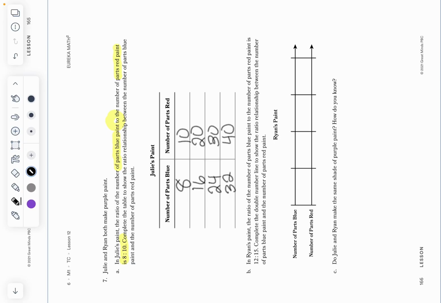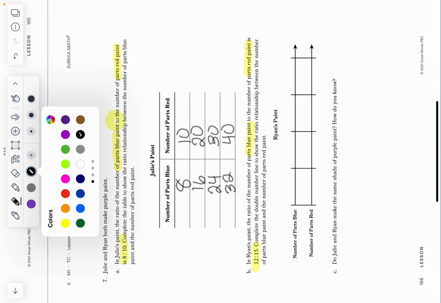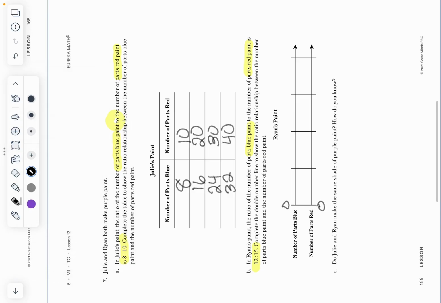Okay? All right. So then it says in Ryan's paint, the ratio of the number of parts of blue to red is 12 to 15. So his blue paint to red paint is 12 to 15. And it wants us to complete the double number line to show the ratio relationship between blue and red paint. All right, so we're going to complete the ratio. I'm going to start with 0, 0, and I'm going to use 12 to 15 as my first paint.